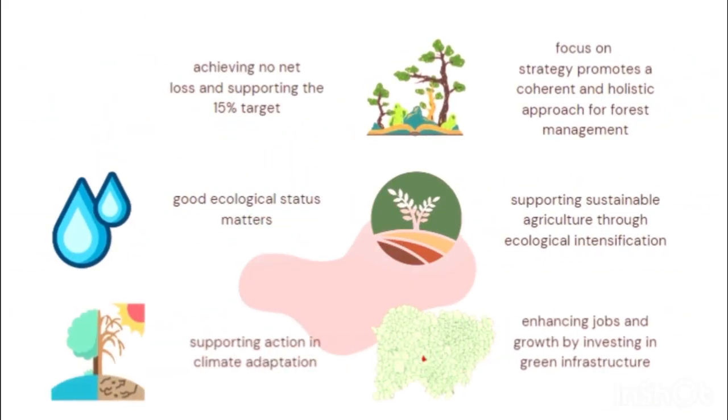Now, let's look into detail of the application of ES. Through biodiversity strategy, we can achieve no net loss and support the 50% target. Water policy is to have good ecological status, while on climate policy, we can support action in climate adaptation. In forest strategy, we can focus on promoting a coherent and holistic approach for forest management. Agricultural policy is to support sustainable agriculture through ecological intensification. And last but not least, through regional policy, we can enhance jobs and growth by investing in green infrastructure.